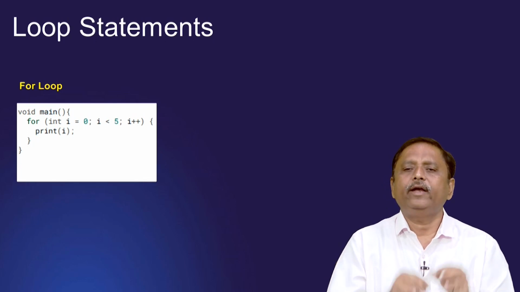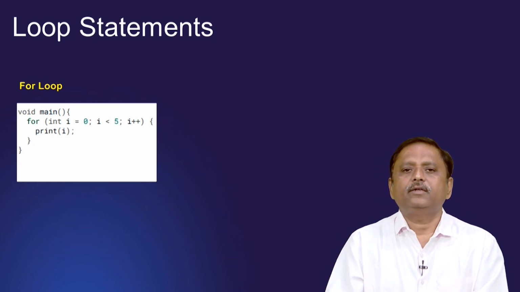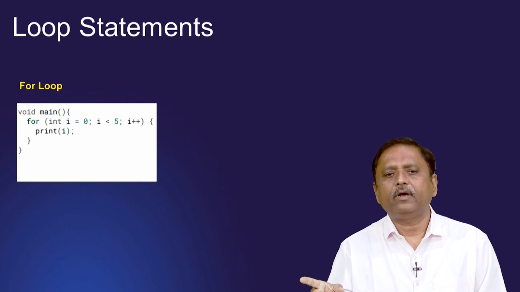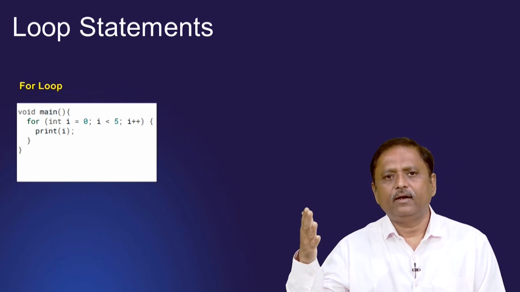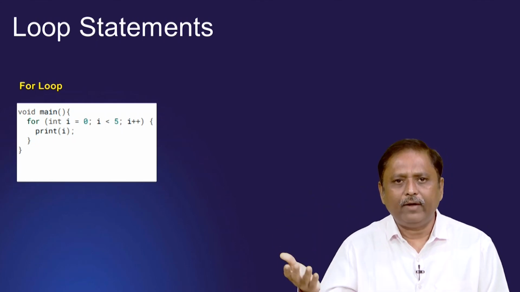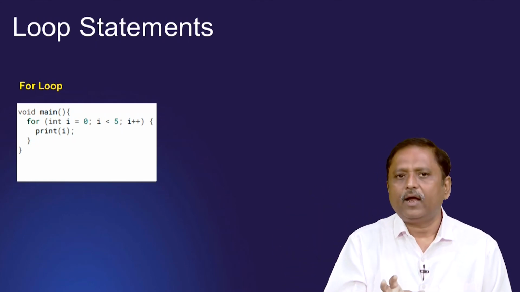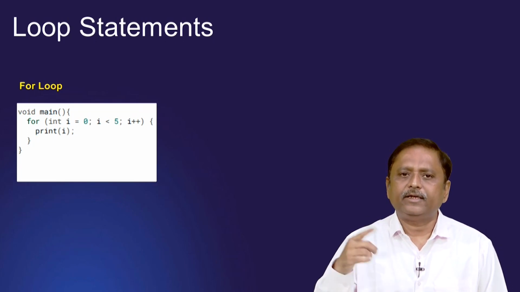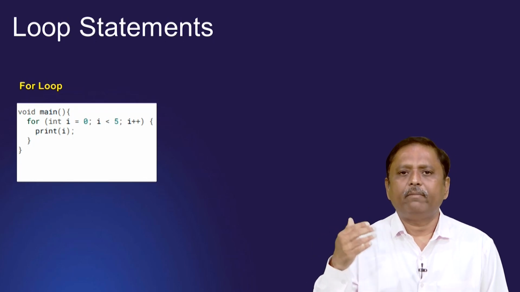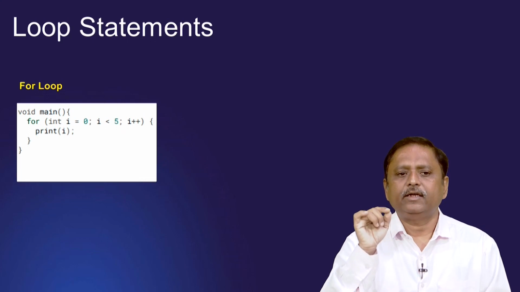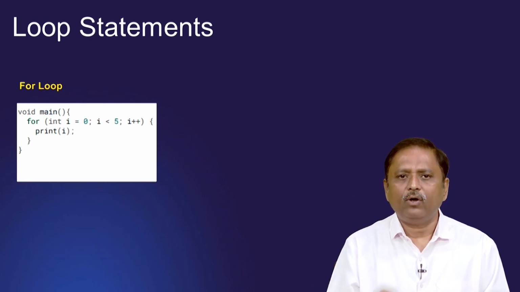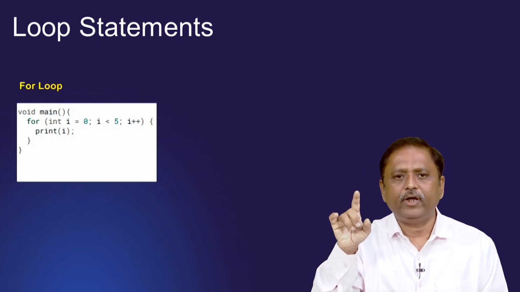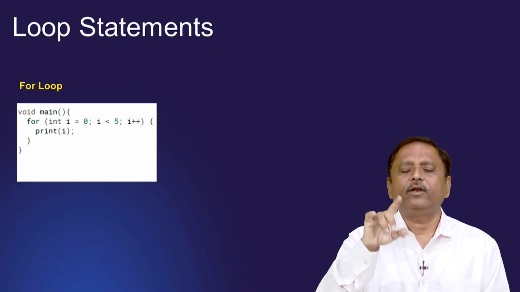So, here we write down integer I is equal to 0. So, it starts executing loop from 0 until I becomes 5 or I is less than 5. So, when I becomes 5, this condition becomes false and loop will automatically terminate, and every time loop is executed, value of I is incremented by 1. So, initially I is equal to 0. So, it will print 0, then again it will repeat the same statement, check the condition. So, currently 0 is less than 5.